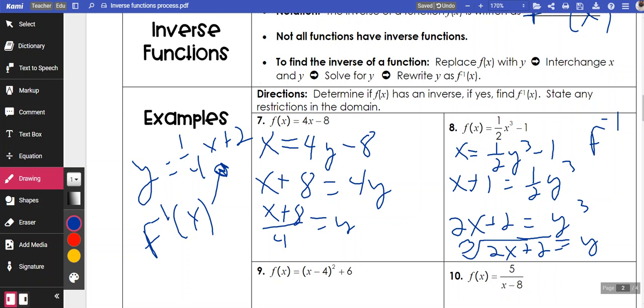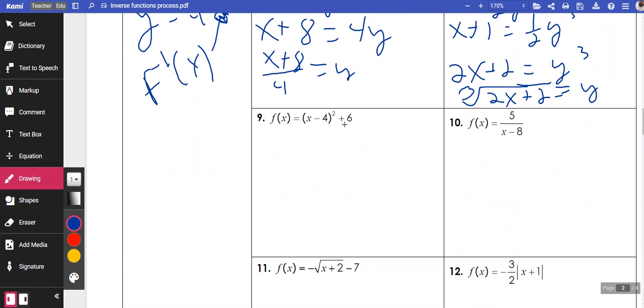Now, if we look at this guy, x minus 4 squared plus 6, we could trade places with x and y, right? But it says determine if f of x has an inverse. If yes, find it and state any restrictions of the domain. I could trade places with x and y and go through and do this, but I can tell you right now that this guy is a parabola. This guy's graph, if I graphed it real quick, would look something like that, and that fails the horizontal line test, so there is no inverse.